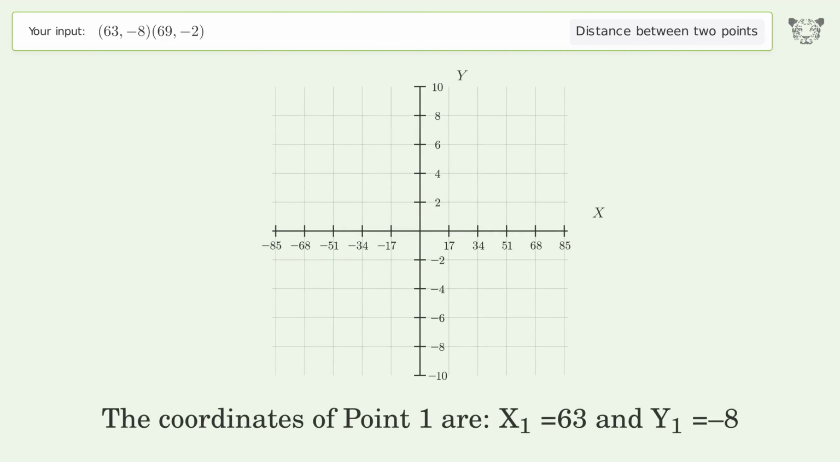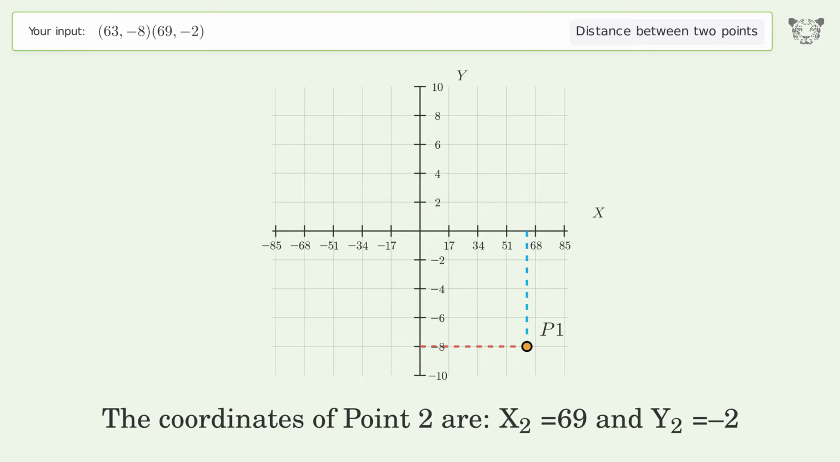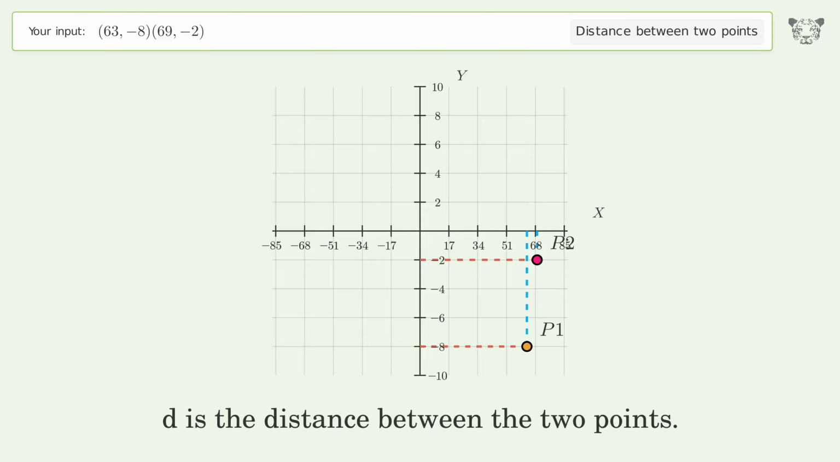The coordinates of point 1 are x1 equals 63 and y1 equals -8. The coordinates of point 2 are x2 equals 69 and y2 equals -2. D is the distance between the 2 points.